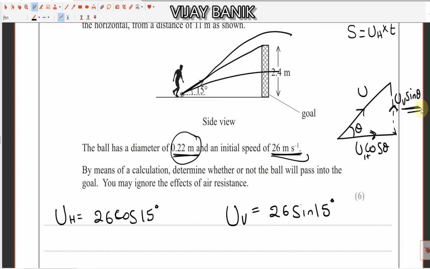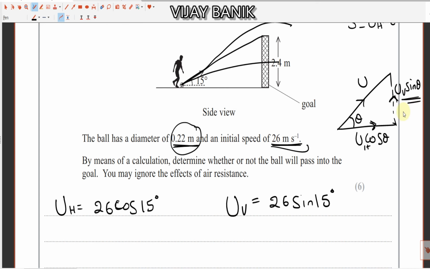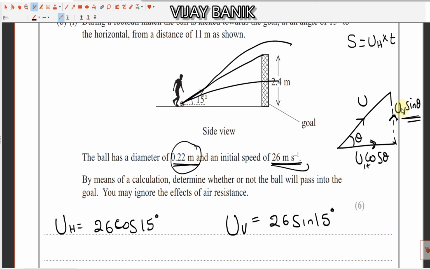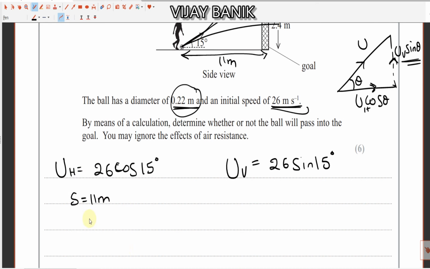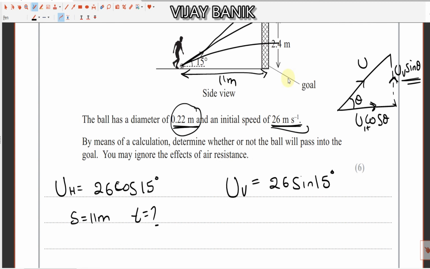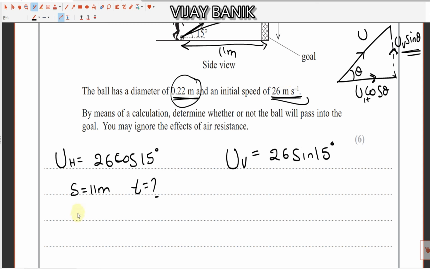Okay, now, by means of calculation determine whether the ball will pass. Let's see for how long the ball was in the air. We know the horizontal distance traveled is 11 meter. So let s be 11 meter. There is only one equation that suits us, s equals u into t, since it's about horizontal velocity, we have to use the horizontal velocity equation. There is only one equation for horizontal velocity.